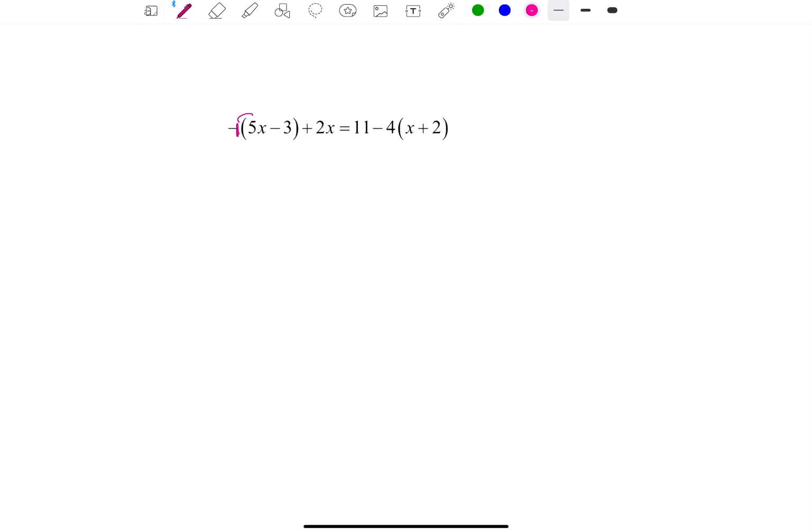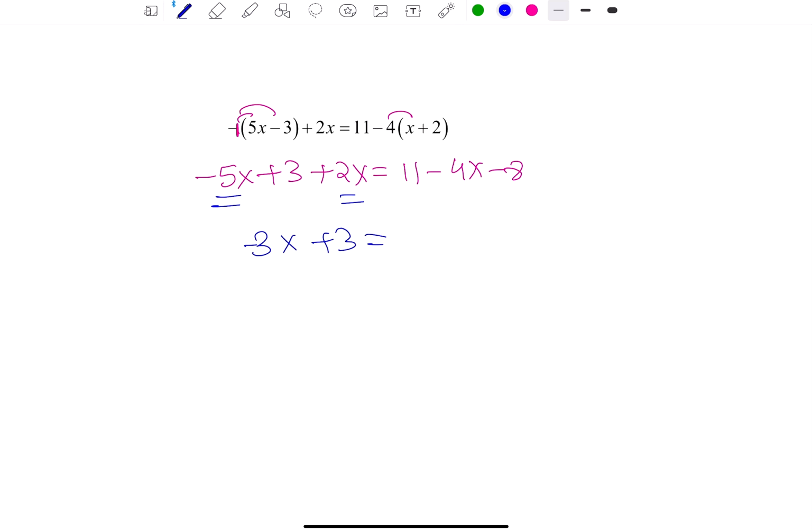There's a hidden 1 over here. So when we distribute the negative 1 inside, it turns out to be minus 8. So combine the like terms on the left hand side. Negative 5x plus 2x is negative 3x plus 3 equals 11 minus 8 minus 4x. So that would be 3 minus 4x. Now go ahead and bring the variables to one side. It's better to take them to the right hand side. Always keep the x terms lined up under the x terms. 3 minus x. We could bring the variables to the left hand side as well.